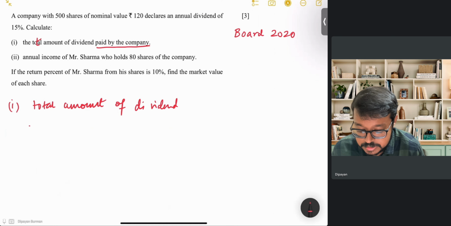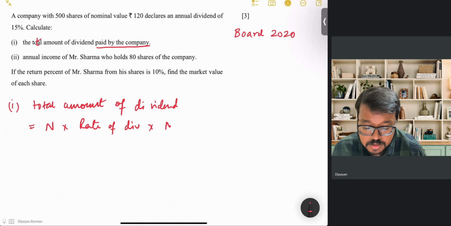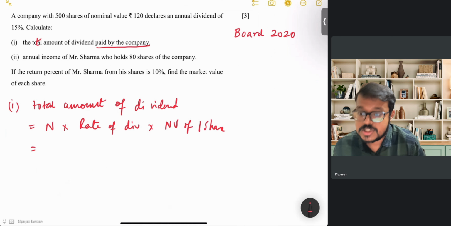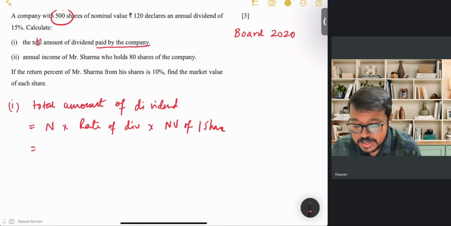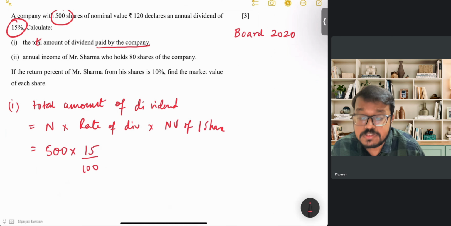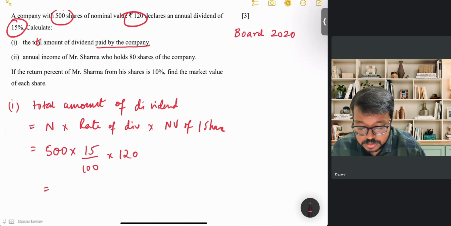So for the first part, the answer is total amount of dividend paid by the company is equal to the number of shares n into rate of dividend multiplied by nominal value of each share. The number of shares for the company, they're saying 500, so this is 500 into the rate of dividend is 15%, which is same as 15 by 100 multiplied by nominal value of one share, that is 120 rupees. So if we calculate this, we get rupees 9,000.